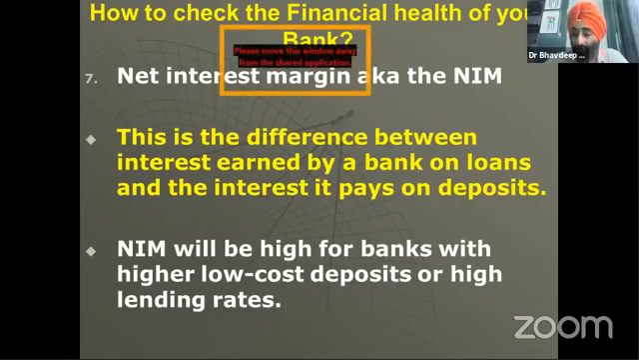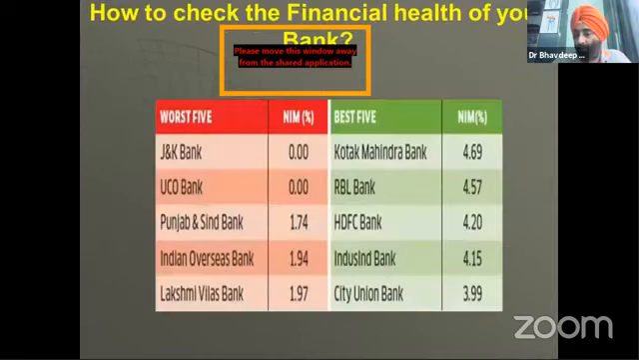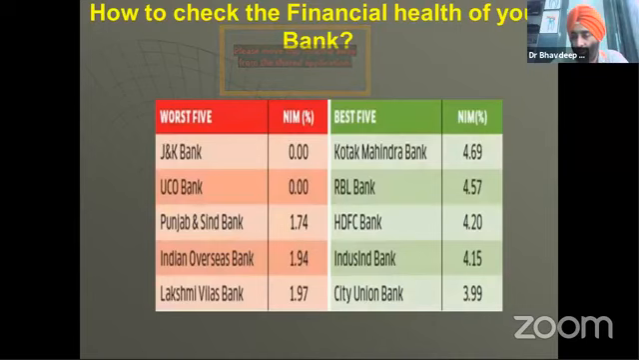NIM is high for banks with lower cost deposits or high lending rates. Now see, the best five are Kotak, RBL, HDFC, Indus, and Citi. If they are earning more, they are also giving a higher interest. And these are the figures of 2019. At that point, Kotak was giving 6, RBL 6.75, even HDFC was at 3.5 only. Indus above 10 lakh was at 6. City Union must be around 3.5 only.